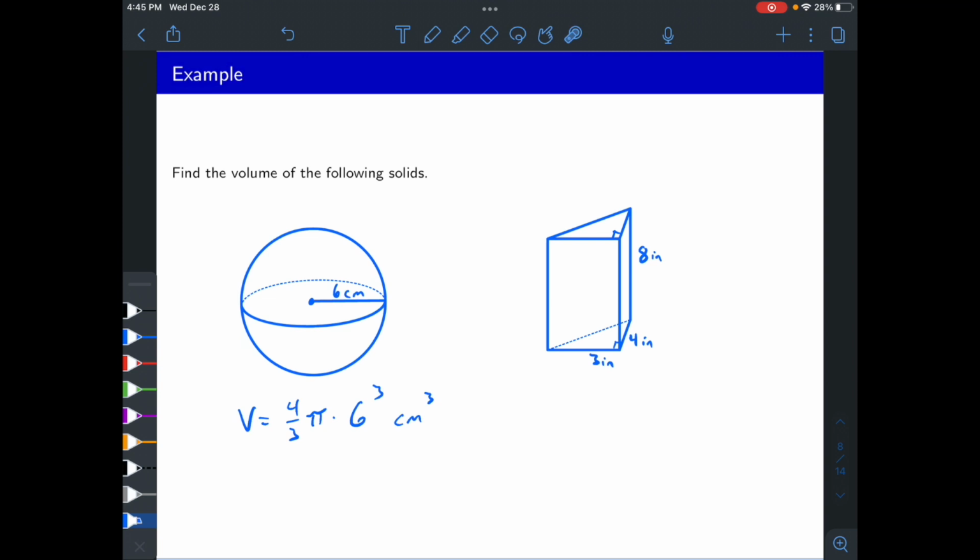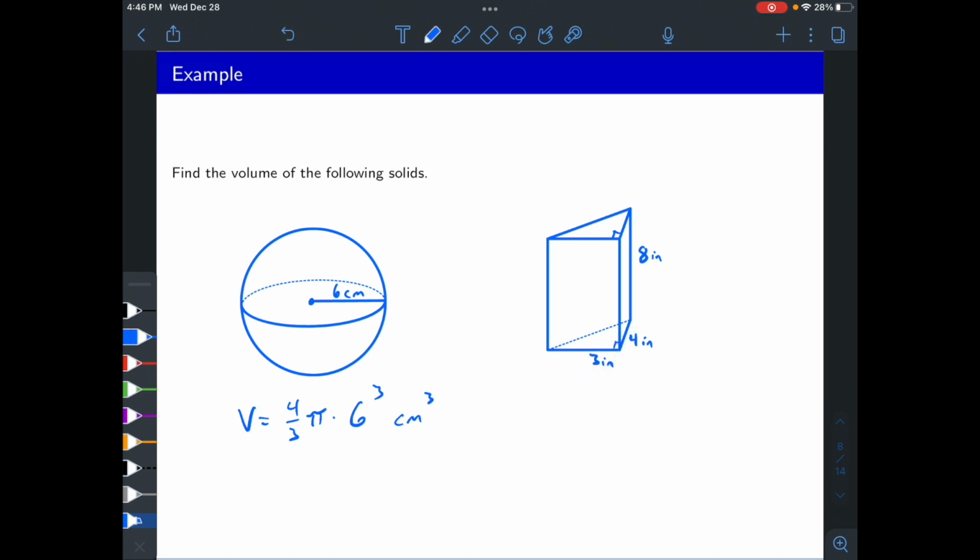What about this solid over here? Again, we have some prism, and we have a base. The base of the prism is just some right triangle. That information is just being told to us, that it's a right triangle. The base is 3 inches. The height is 4 inches.